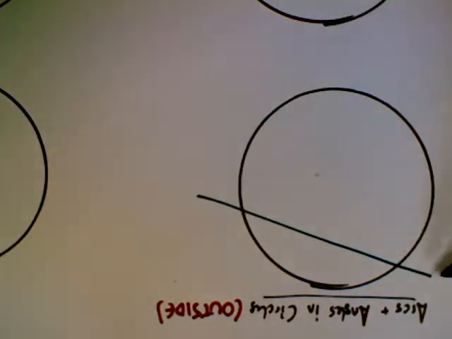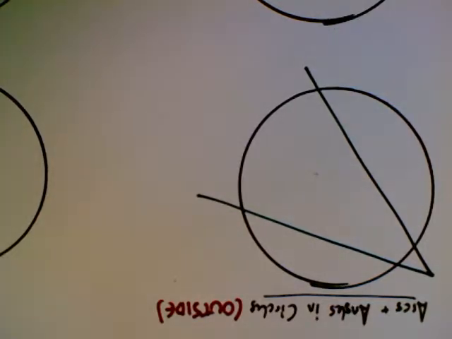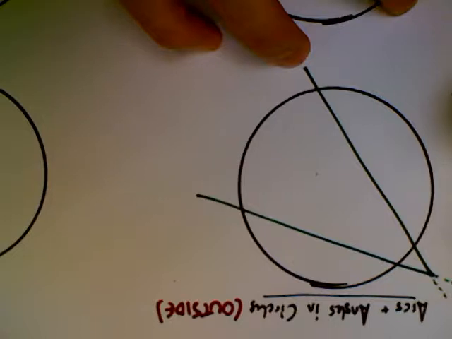So one of them happens when you have two secants that intersect outside the circle. They keep going. I just don't want to draw them forever. So this would be one where you have two secants.